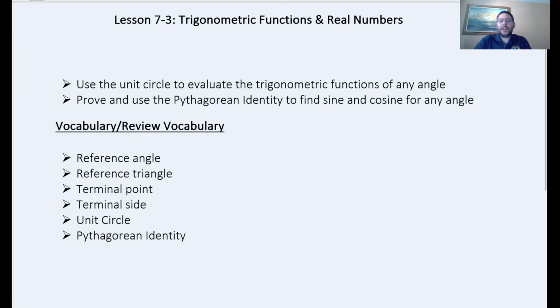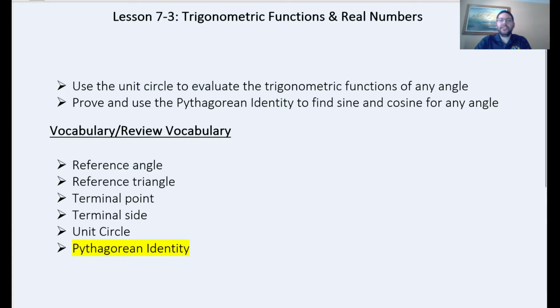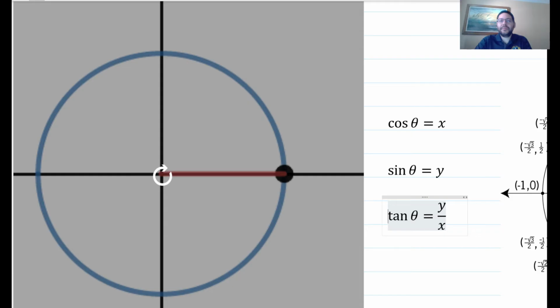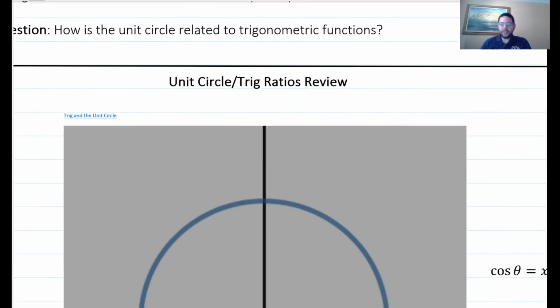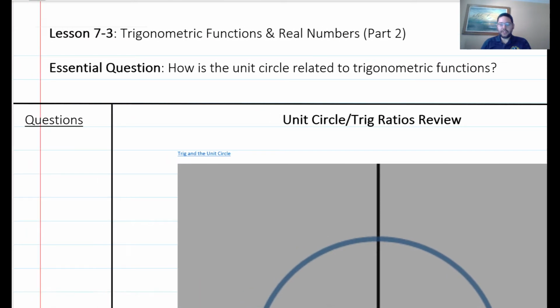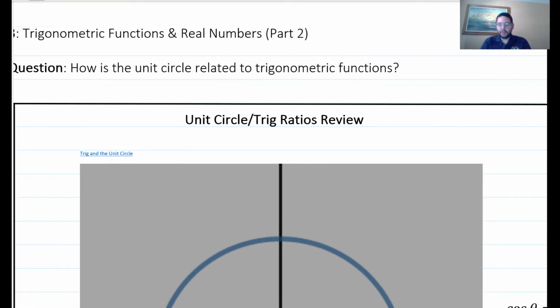So for the review, a lot of this vocab is a review from part 1. However, we're going to focus on the last vocab term, which is the Pythagorean identity. All right, so the essential question is, how is the unit circle related to trigonometric functions? And so we're going to quickly review the unit circle from part 1.